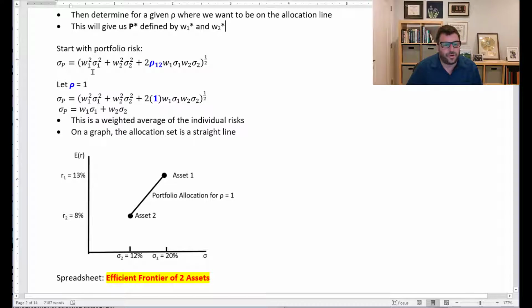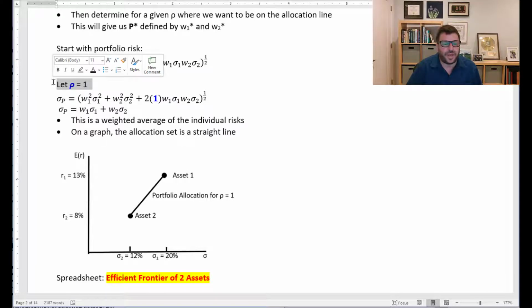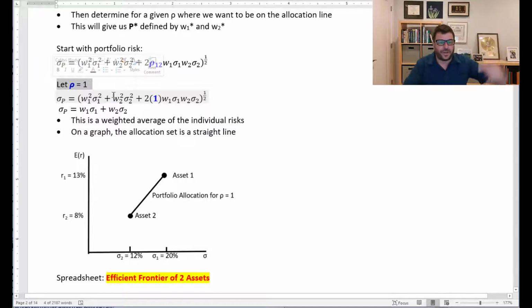The weight squared, risk squared, weight squared, risk squared, 2 times the correlation coefficient between them, weight, risk, weight, risk. And for now, we're going to let rho equal 1, which is the highest it can be. They're perfectly positively correlated. When 1 is at its maximum, the other is at its maximum. When 1's at its minimum, 2 is at its minimum. And wherever they are in the range, they're working together.